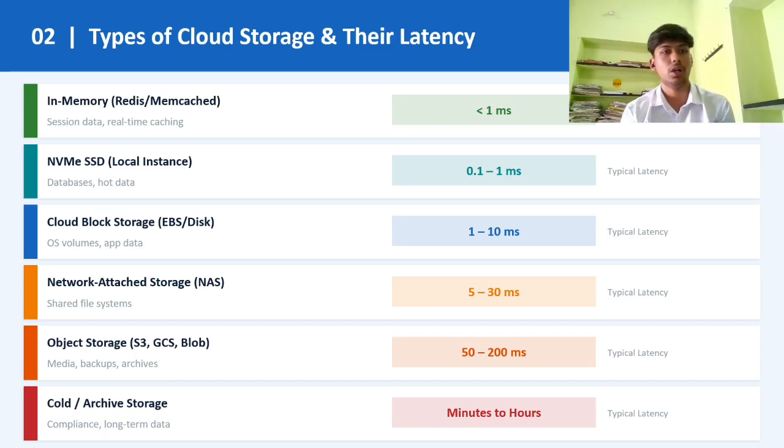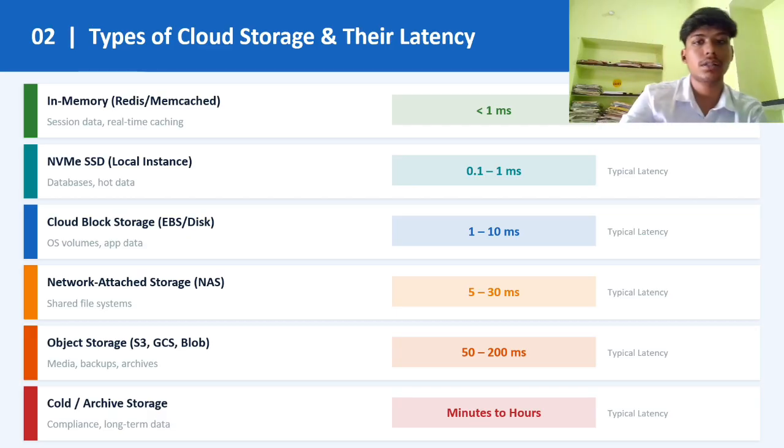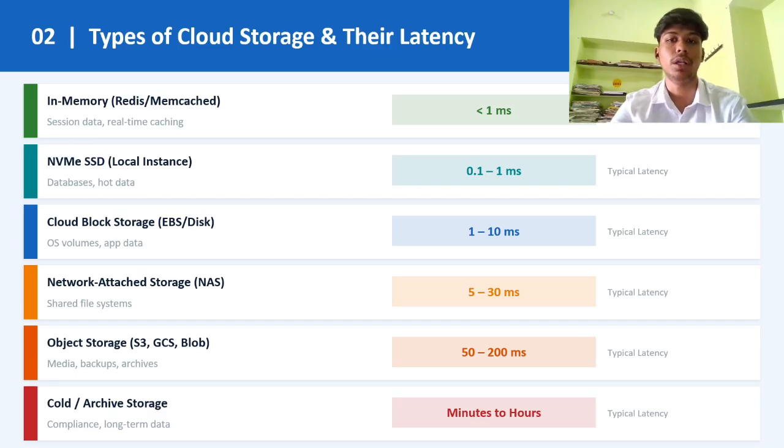Third is the cloud block storage, like AWS EBS or Azure Disk. Latency is 1 to 10 milliseconds only. This is your standard storage, used for operating system volumes and application data. Think of this like a well-organized filing cabinet in the same room as you. So this is the third one, which is used for OS volumes and app data.